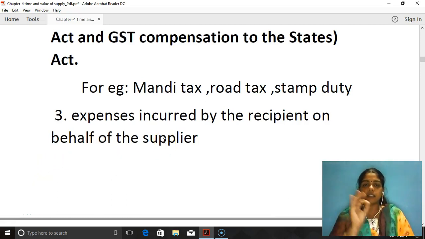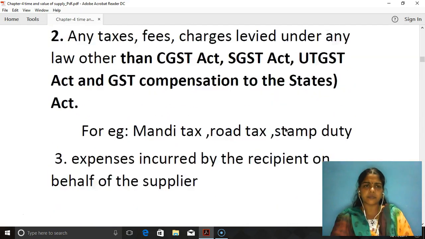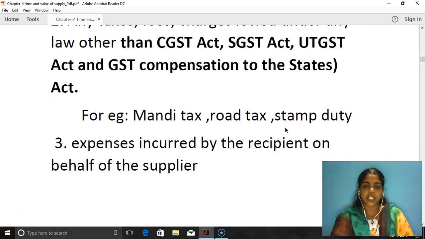Expenses incurred by the recipient on behalf of the supplier. Suppose there is an expense which should be incurred by the supplier, but the recipient accepts that expense and incurs it instead of the supplier. So actually it should be borne by the supplier, but the expenses are incurred by the recipient on behalf of the supplier. So that is also included in the transaction value.